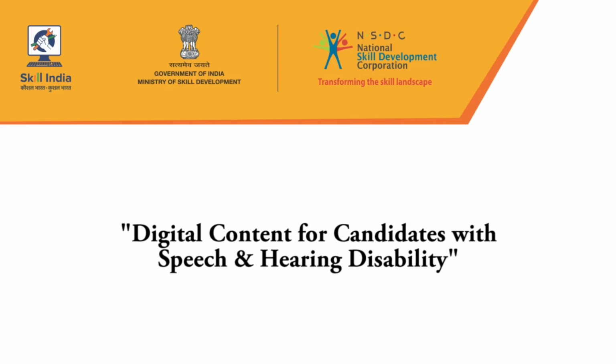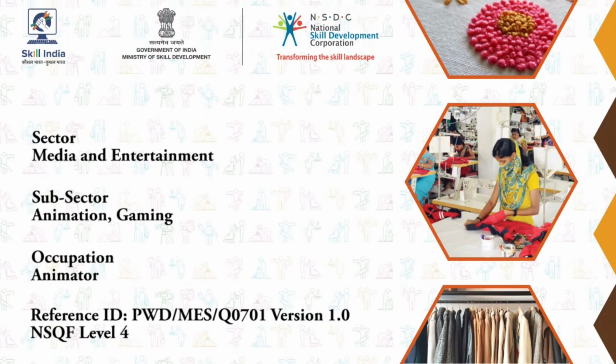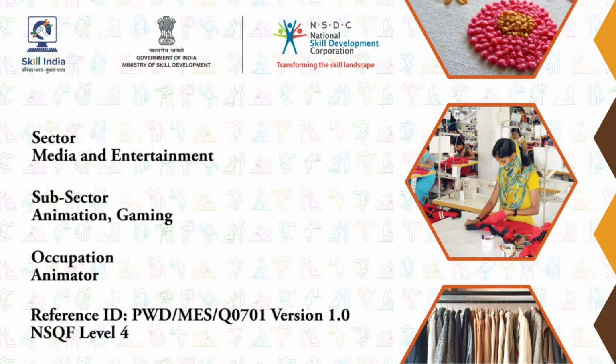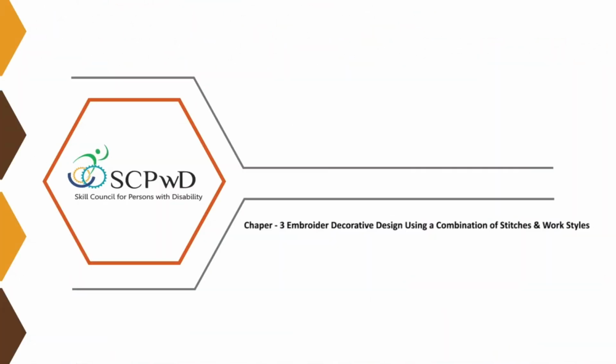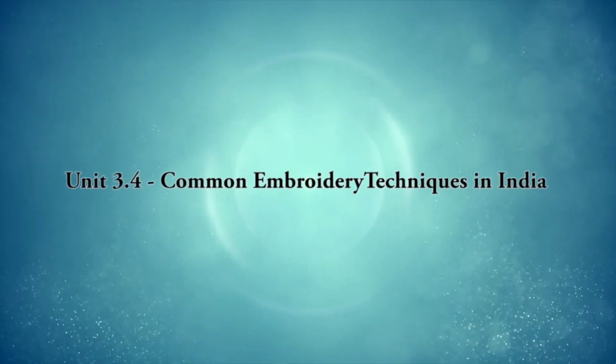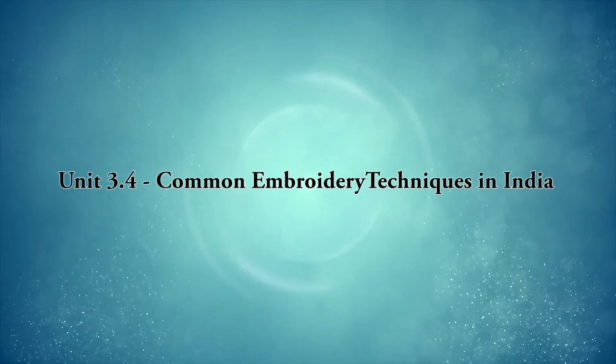Digital content for candidates with speech and hearing disability. Sector: Apparel, Made-ups and Home Furnishing. Subsector: Apparel, Occupation: Embroiderer. Reference ID: PWD AMH Q1001, version 1.0, NSQF level 4. Chapter 3: Embroiderer Decorative Design using a combination of stitches and work styles. Unit 3.4: Common Embroidery Techniques in India.